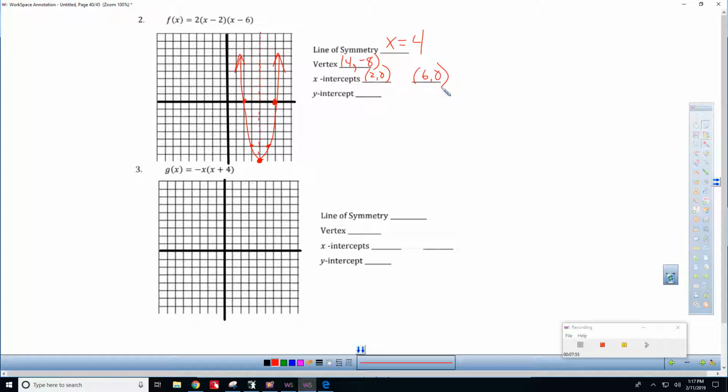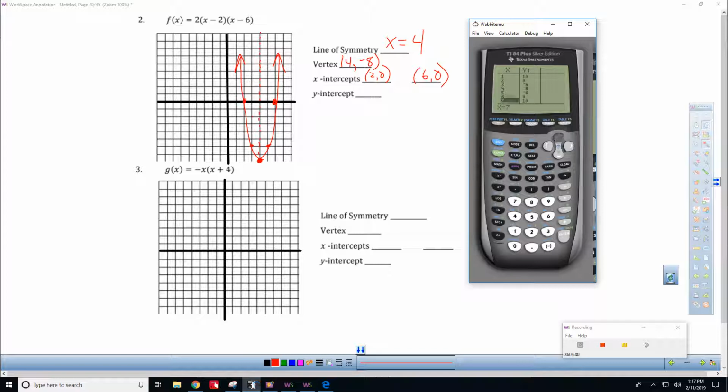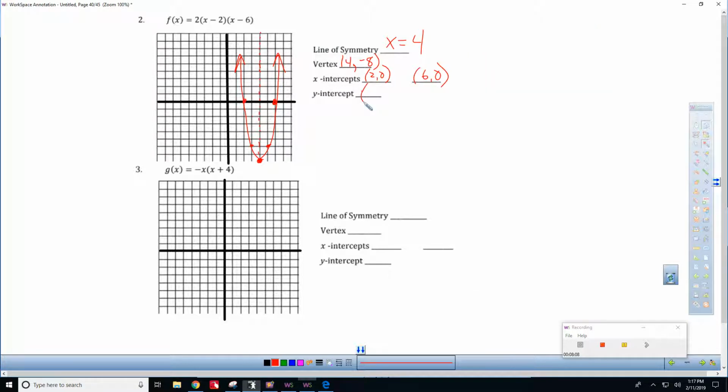To find the y-intercept, go back to our graphing calculator. Where is it at? At x equals 0. Y equals 24. So we couldn't have gotten that from our graph because it's too big. 0, 24. Okay, I'll do this one without using the graphing calculator, but let me show you how to fix your table settings.